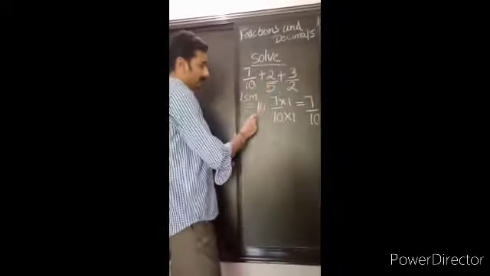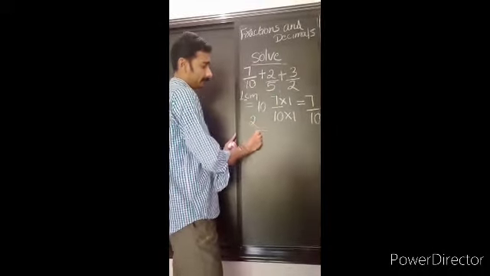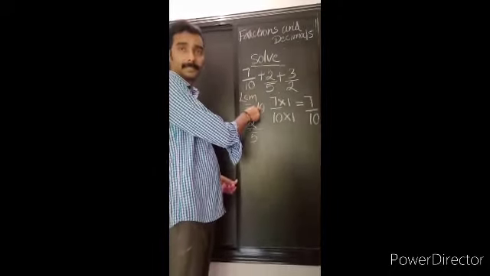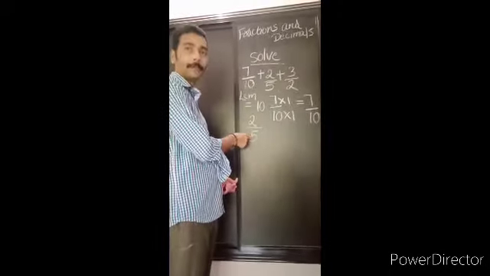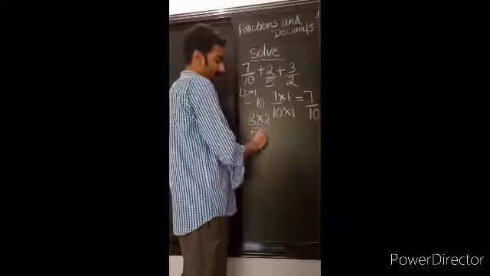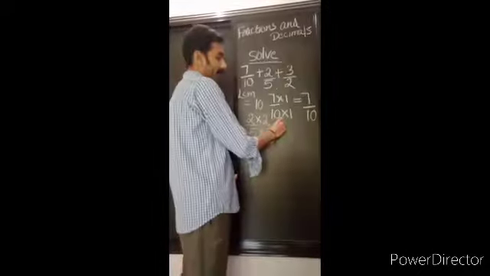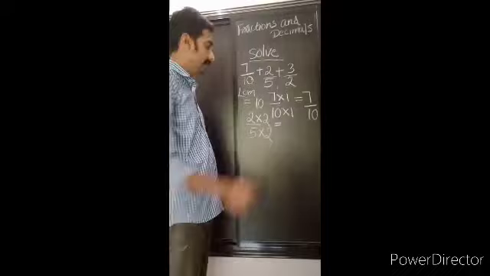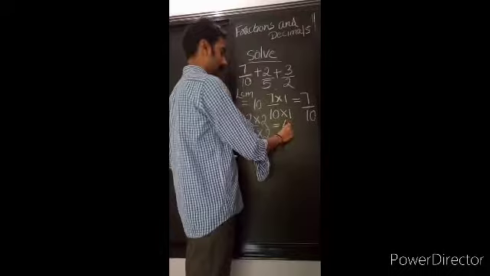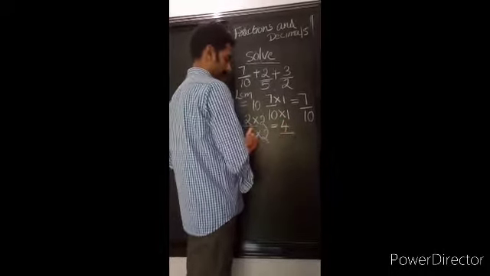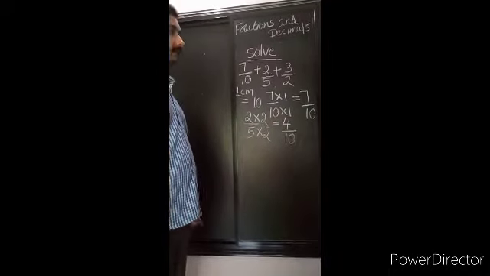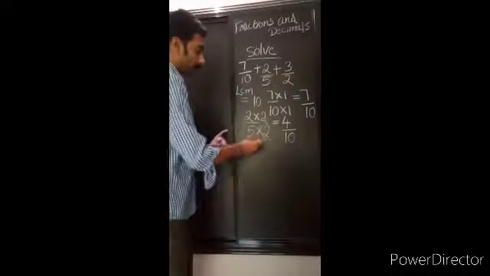Another one is 2 by 5. LCM is 10. 10 divided by 5, 2. 2 multiply numerator and denominator. 2 into 2, 4 by 5 into 2, 10. Another one is 3 by 2.